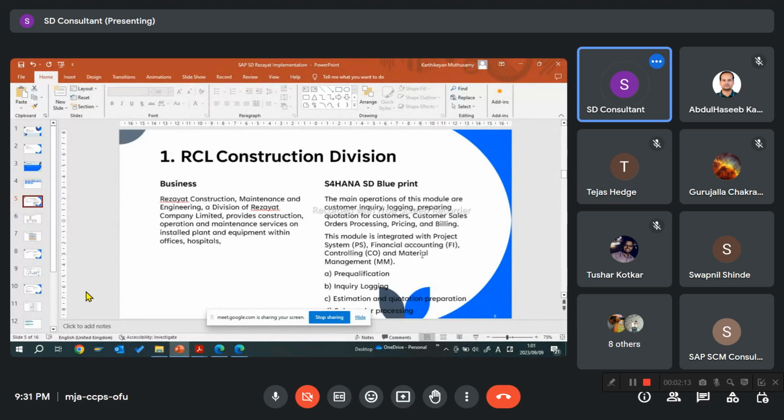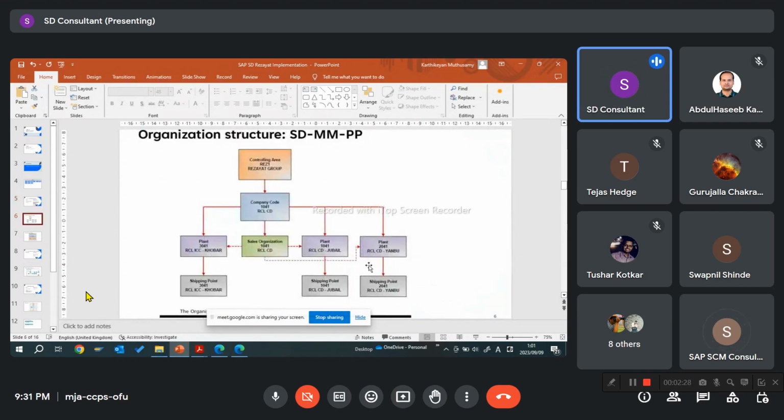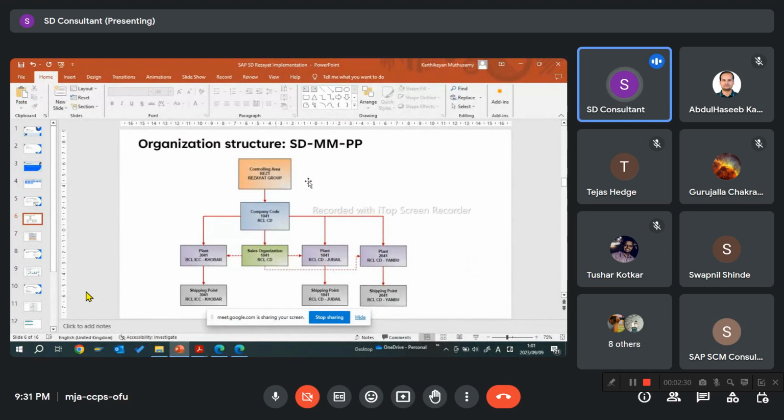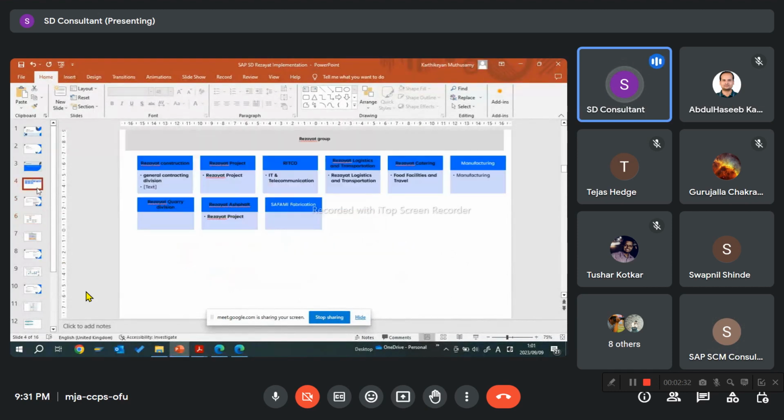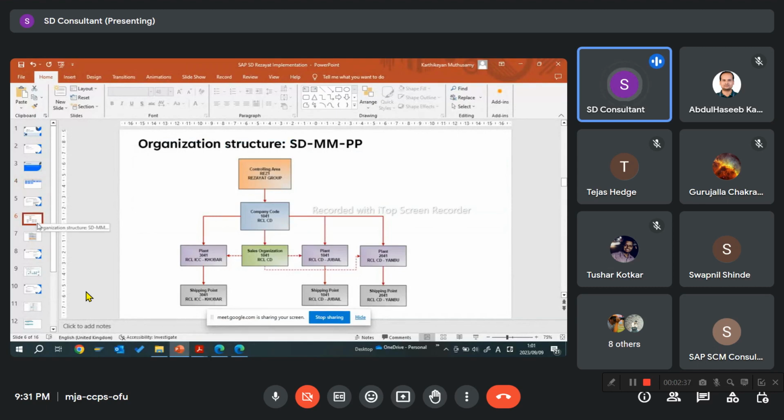Based on the inquiry, a quotation and sales order will be created, and from the sales order it will be billed directly based on the various billing categories. I'll be showing this in the subsequent slides. Next, how the organization structure is set up: I prepared it entity-wise, so first I'll show it for the construction business.